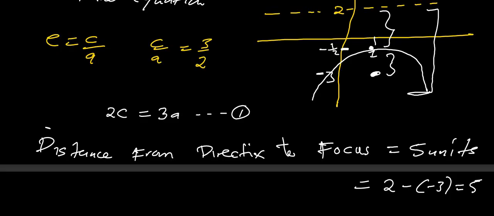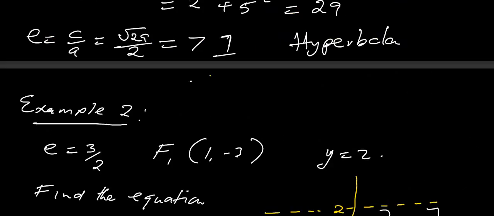That gave us 5. Okay, so here is a question, Charles. Let me read it here. A hyperbola of eccentricity e equal to 3 over 2 has a focus at (1, negative 3). The corresponding directrix is the line y is equal to 2. Find the equation of this hyperbola. So this is what we're given. That's the question.